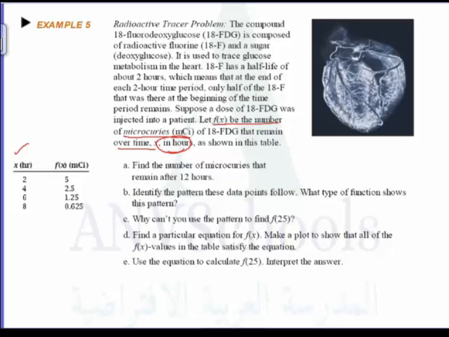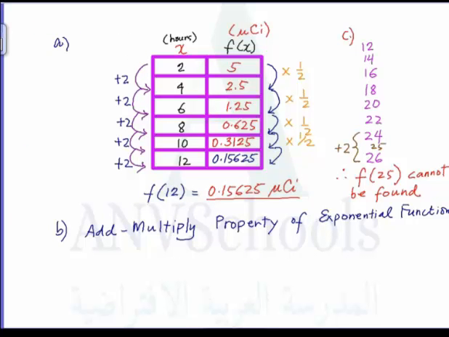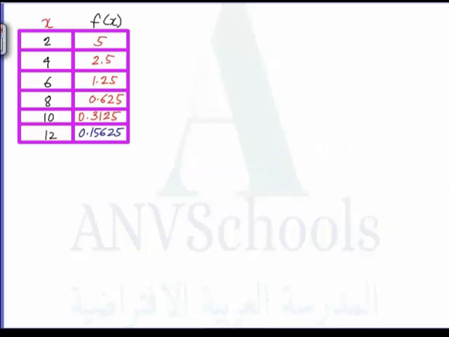Okay, letter D. Find a particular equation for f of x. Make a plot to show that all of the f of x values in the table satisfy the equation. So let's add another slide. It says that we have to find the corresponding equation for this pattern. So notice that the add-multiply pattern is exclusive for exponential functions.